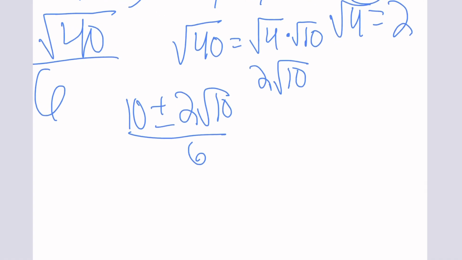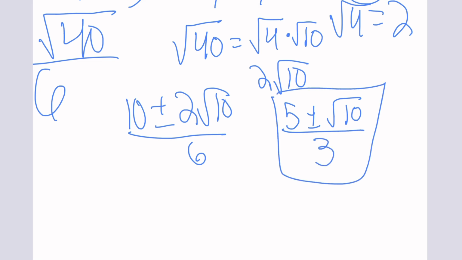All of these share a common factor of 2, so 10 divided by 2 is 5, plus minus radical 10 because you remove the 2, and 6 divided by 2 is 3. So this could be your final answer. It could also be that. It doesn't matter, but I like to do it like this.